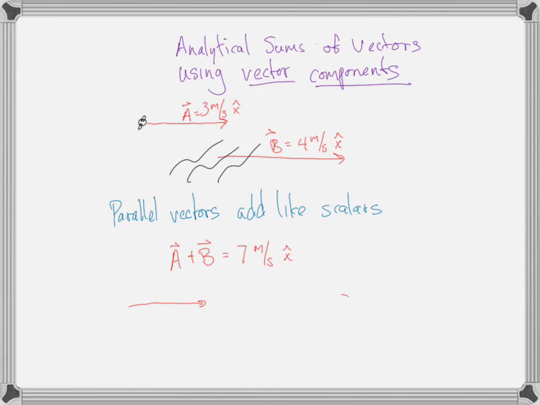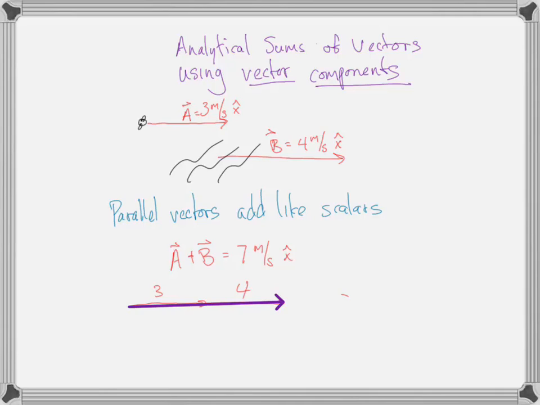Well, just put them head to tail. Here's your vector of length 3. I'll leave off the units and direction. Here's your vector of length 4. And the sum of those two vectors points from the tail of the first to the head of the second. And the sum is, you should be able to see, just 7 meters per second in the x direction. What if the wind was blowing in the opposite direction?